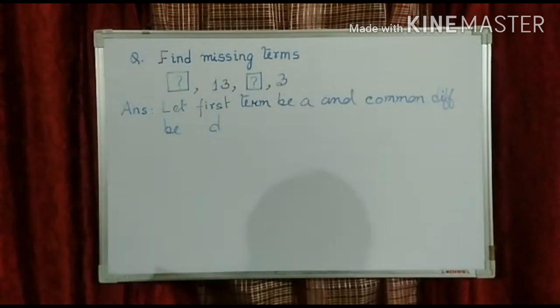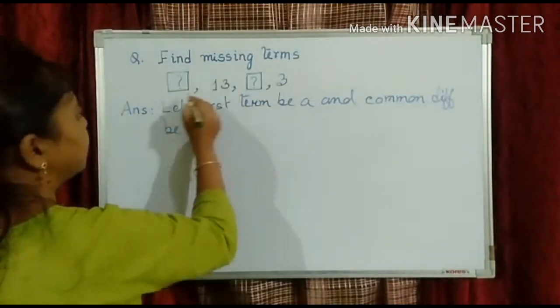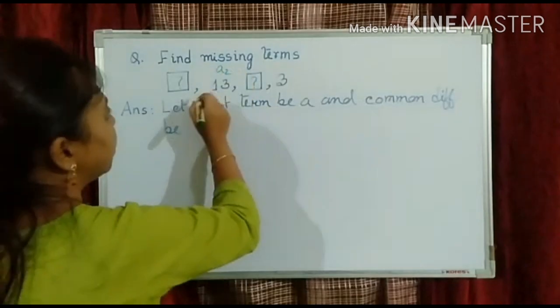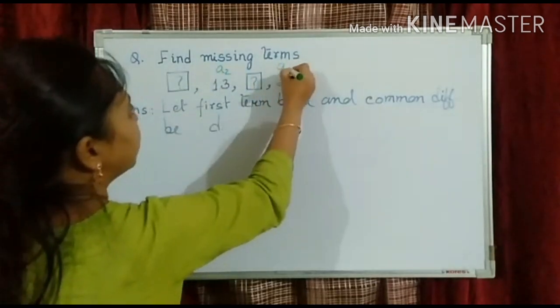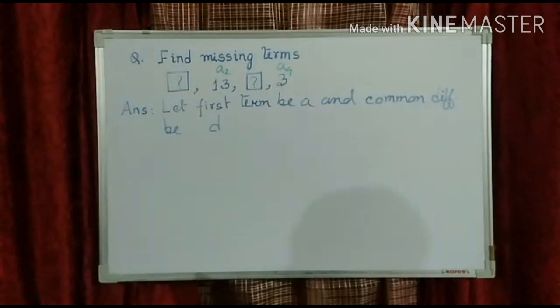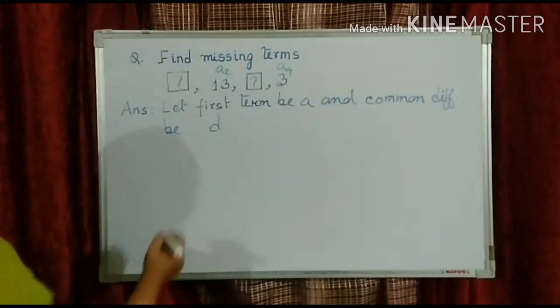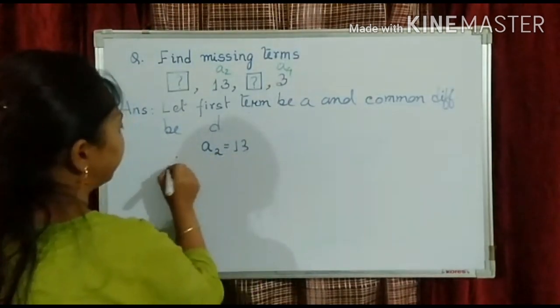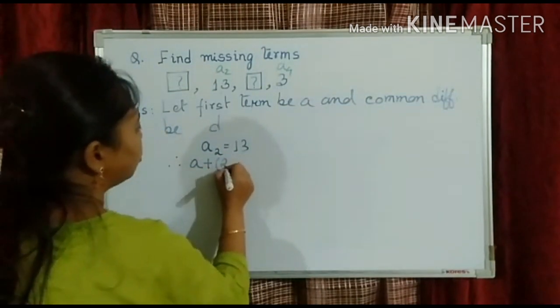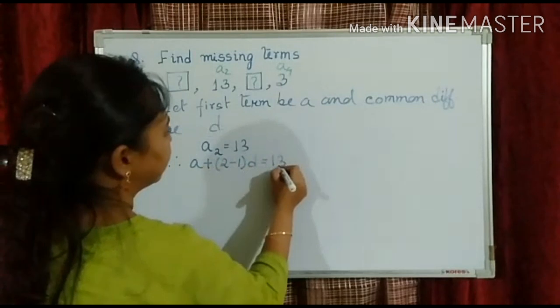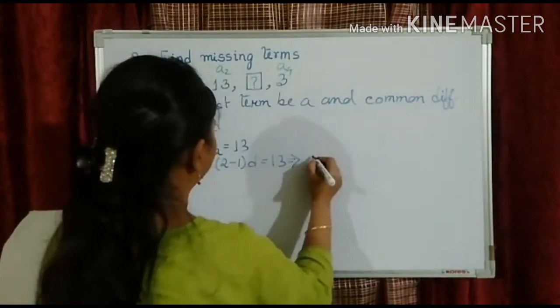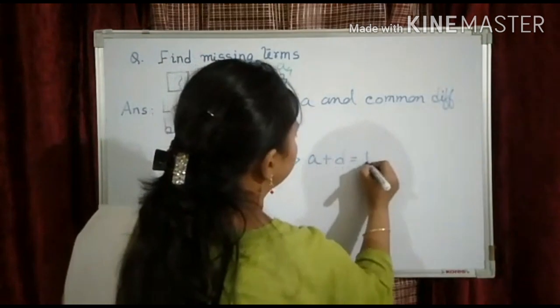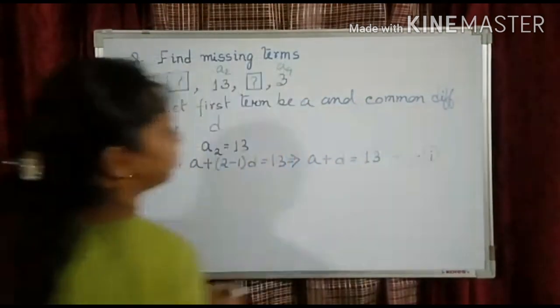Here you have to focus on which terms are given, which number term. This is first, second, this is A2, the second term, first, second, third, fourth, and the fourth term is given. Second term and fourth term values are given. You have to focus on that, and make one equation. We know the nth term of the AP series, so using that we can write A2 equal to 13. Therefore, A plus (2 minus 1)D equals 13, which implies one equation: A plus D equals 13. That is equation number 1.